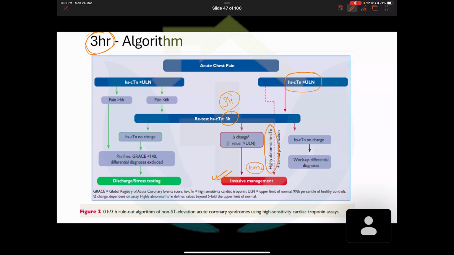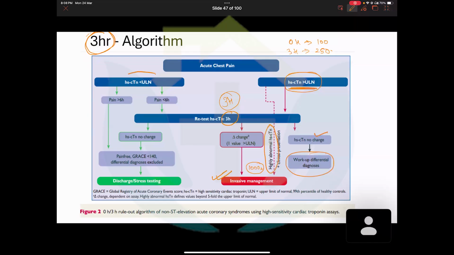If there is no change in the troponin, then we have to look for other differentials. And if a change has occurred, suppose at 0 hour it was something like 100, and at 3 hours it has gone to something like 250, then go for invasive management, if the patient doesn't have CKD, cardiac injury, trauma, or any other obvious explanation. So this was when the troponin was raised more than the upper limit of normal.